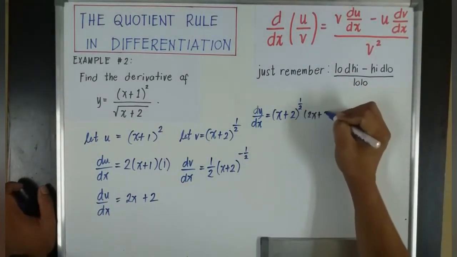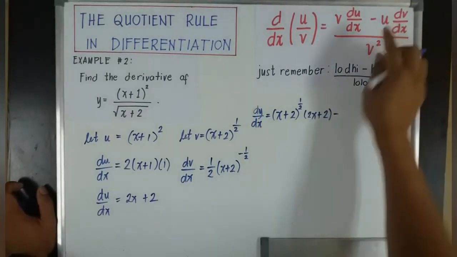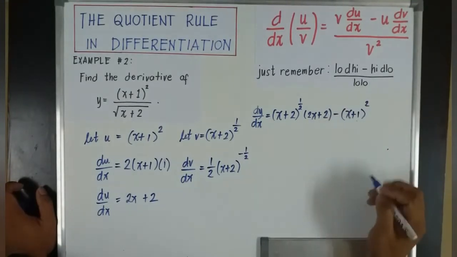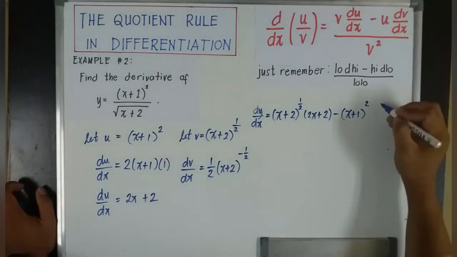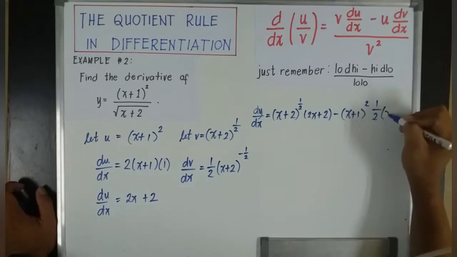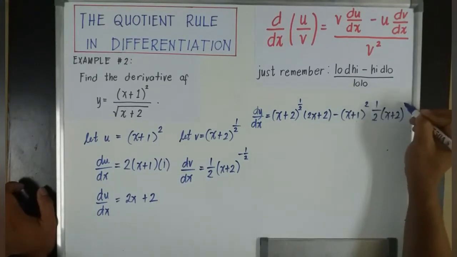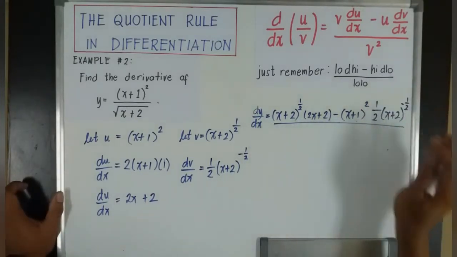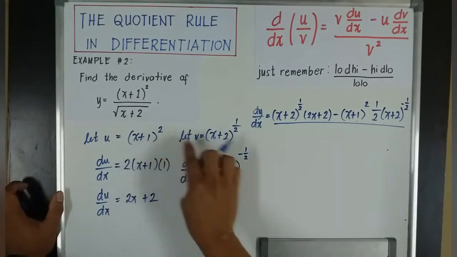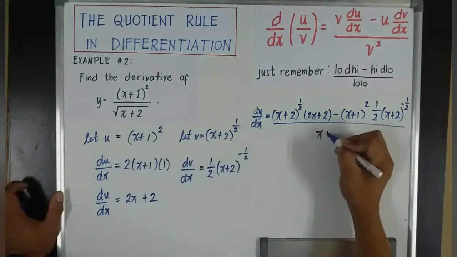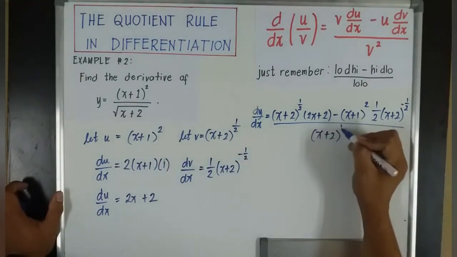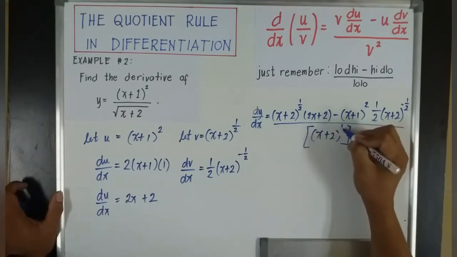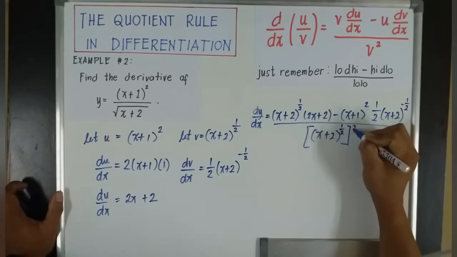Okay, next. du over dx is 2x plus 2. Minus, what is the u? It is x plus 1 to the power of 2. What is dv over dx? This one. 1 over 2 times x plus 2 to the power of negative 1 over 2. Divided by, what is the denominator or the v? This one. x plus 2 to the power of 1/2, to the power of, okay, let's make it clear, 1 over 2 to the power of 2.